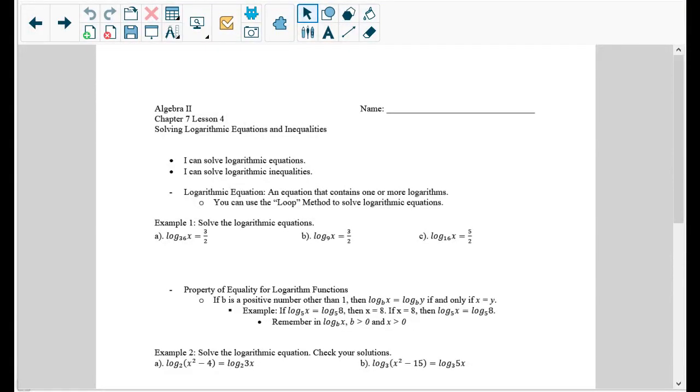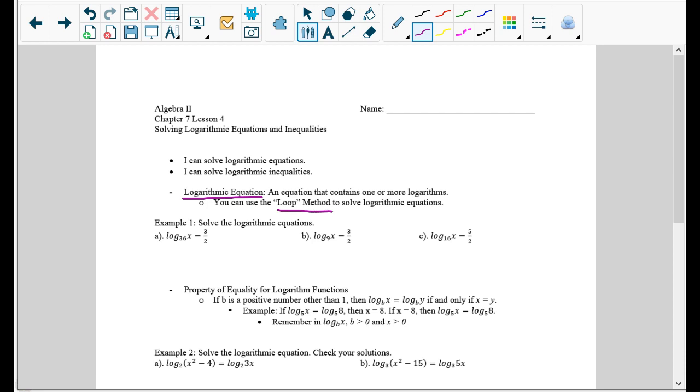Chapter 7, Lesson 4, Solving Logarithmic Equations and Inequalities. So here's the key here. A logarithmic equation is an equation that contains one or more logarithms. So we're going to take what's called the loop method to solve this logarithmic equation.